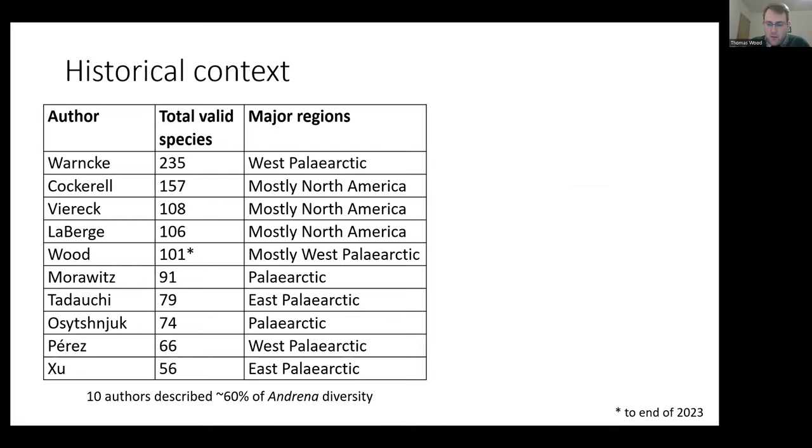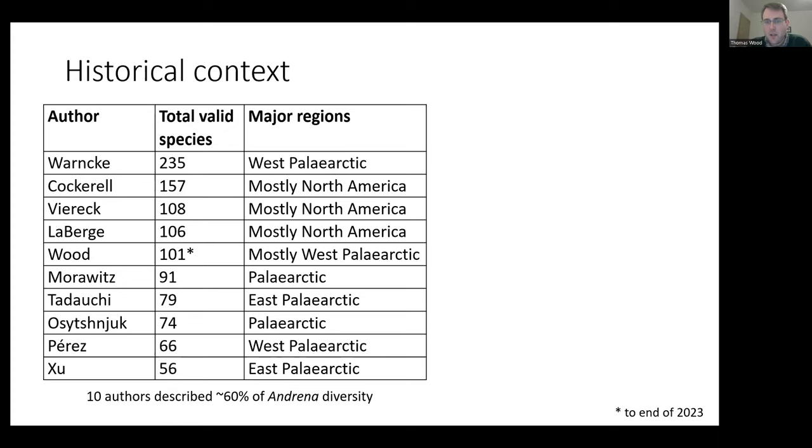In terms of a historical context, relatively few authors have described large numbers of Andrena species. If you take the 10 most prolific authors, they've described about 60% of Andrena diversity. If we take North America, then Cockerell, Viereck, and LaBerge described over half. So there's generally a concentration of, given the size of the genus, relatively few workers describing a relatively large number of species.